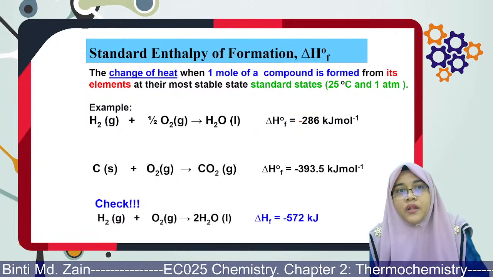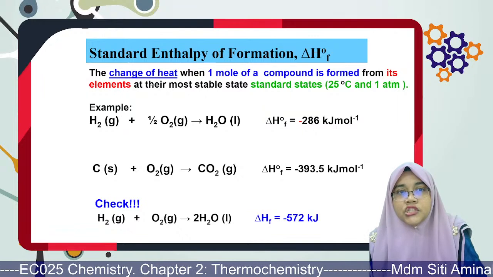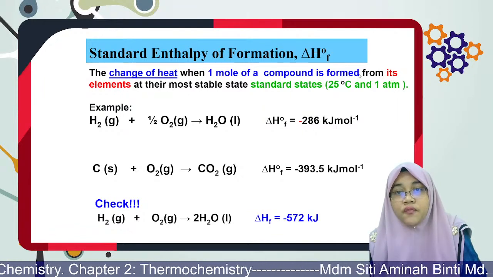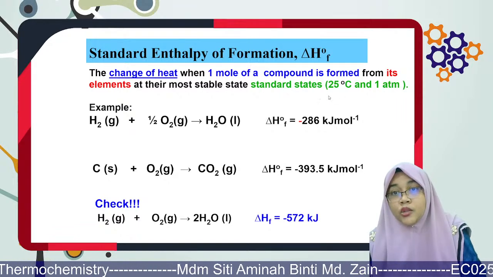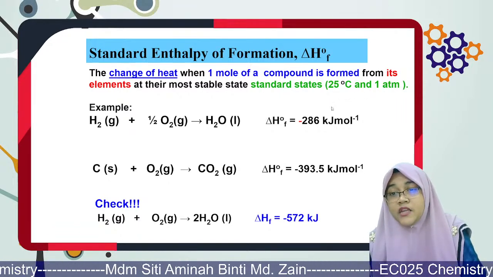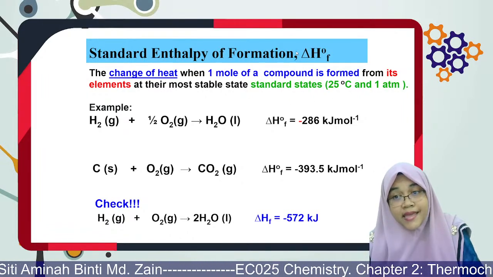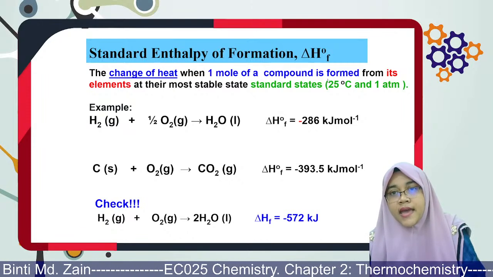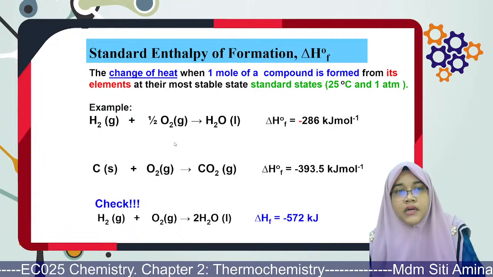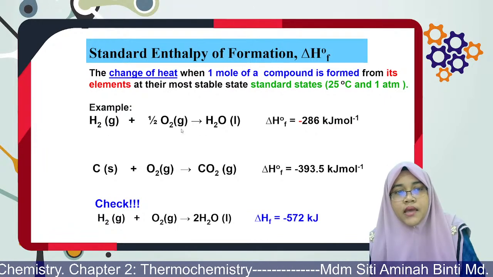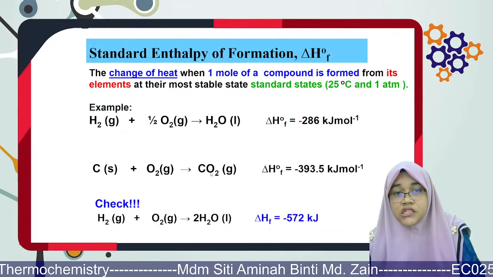So this is the example for standard enthalpy of formation. It is the change of heat when 1 mole of a compound is formed from its elements in the most stable state, at 25 degrees and 1 atm. The temperature and pressure are mentioned because we are talking about the standard enthalpy, so they must be stated at the standard values. Alright. For example here, water. And the second example is the enthalpy of formation for carbon dioxide, CO2.